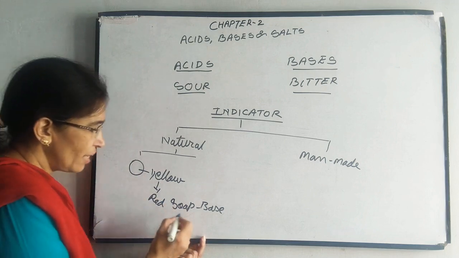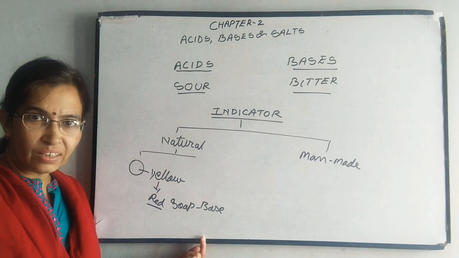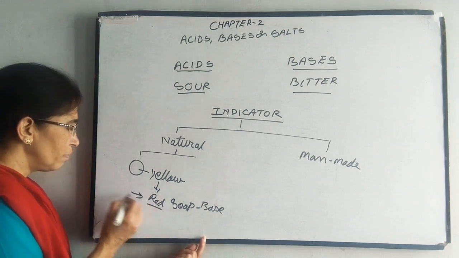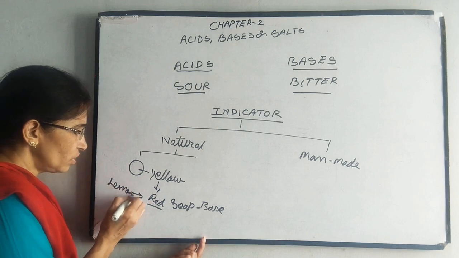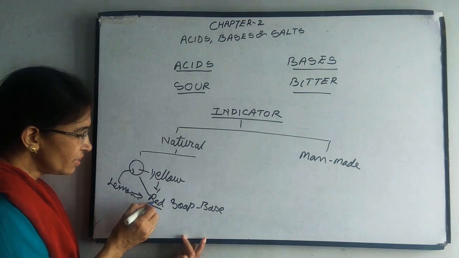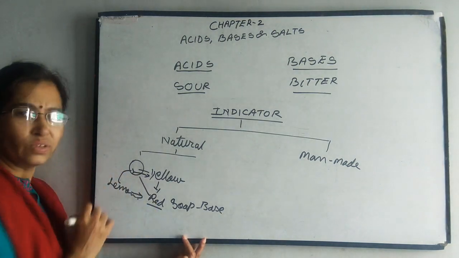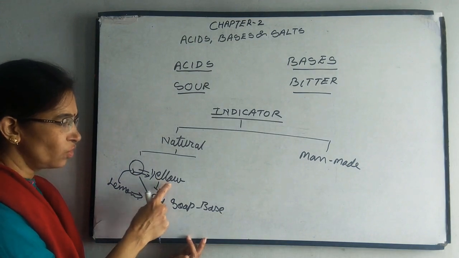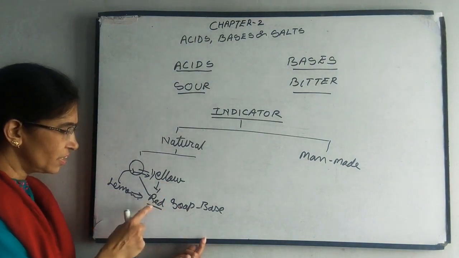Clear? Now this has become red. Red will not look good. Then what can we do? Again we are going to put lemon over there. As we put lemon on the spot, this red color automatically changes to yellow. Clear? What happened first? It was yellow. As we put soap, it changes to red.